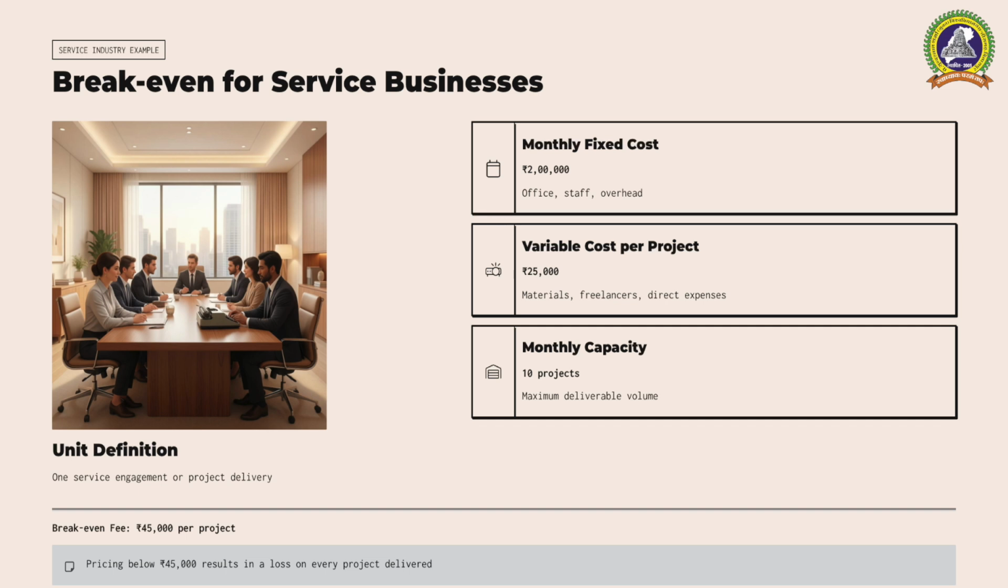Here is the strategic implication. If they charge 45,000, they break even. If they charge 50,000, they make a 5,000 profit per project. But if market pressure forces them to charge 40,000, they lose 5,000 on every single engagement. This simple threshold determines the firm's financial health.